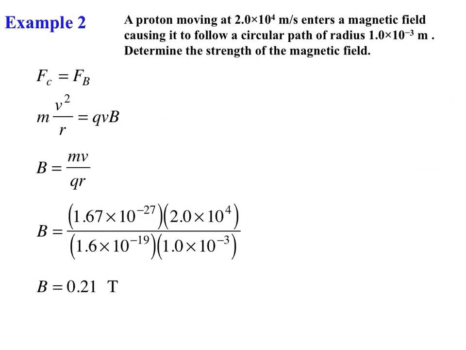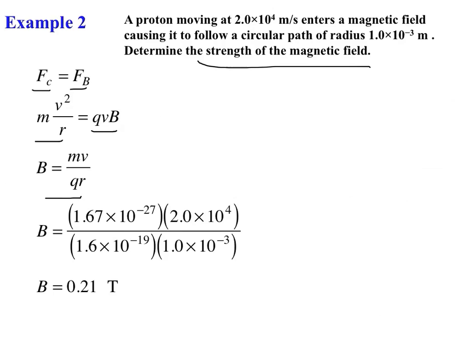In this example, we have a proton moving at 2 times 10 to the 4th meters per second that enters a magnetic field, causing it to follow a circular path of radius 1 times 10 to the negative 3. And we're asked to determine the strength of the magnetic field. Again, these problems are really simple, so I went ahead and just included the calculations here. Again, your magnetic force is equal to your centripetal force. So QVB is equal to mv squared over r. And we can rearrange this equation to solve for our magnetic field, B.